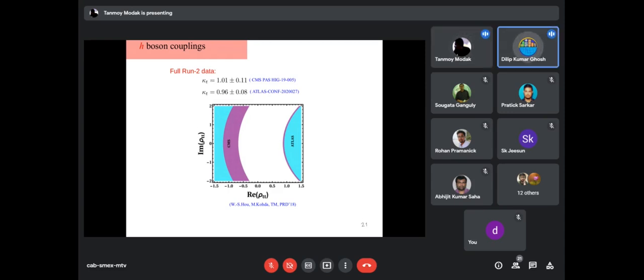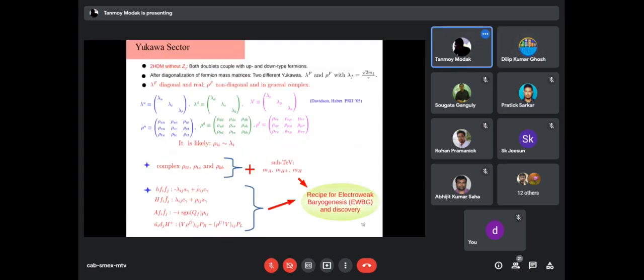Tanmoy, yes. So basically then you have explicit CP violation in this model, right? Explicit CP violation in the UCA sector, yes. So if you have explicit CP violation, then will you have a pseudo scalar? You have a CP odd pseudo scalar, yes.